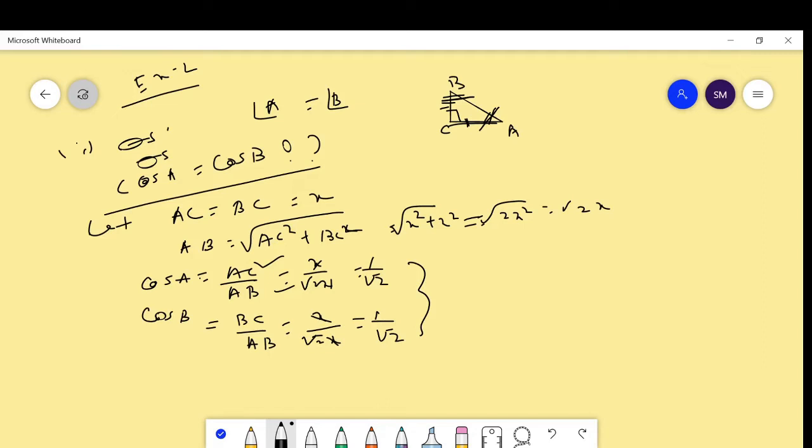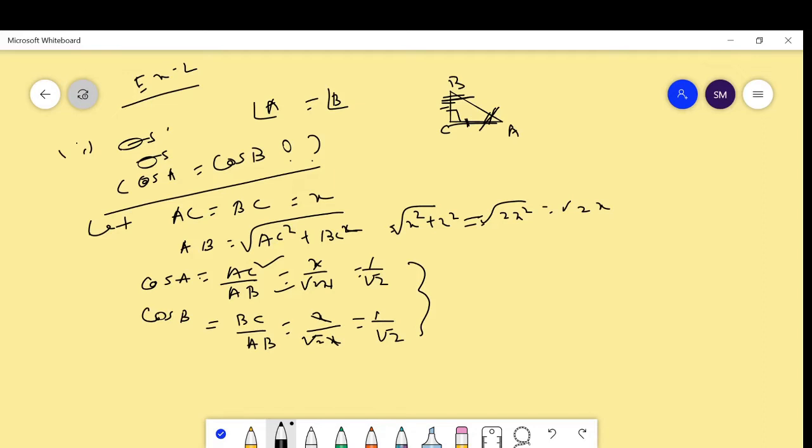For cos B, base upon hypotenuse. This means BC upon AB. BC is x upon root 2 x. x cancels. This is 1 upon root 2. Yes, we come to the conclusion that cos A is equal to cos B.